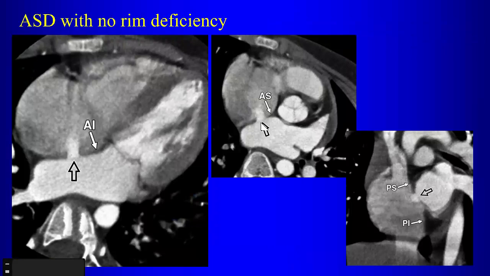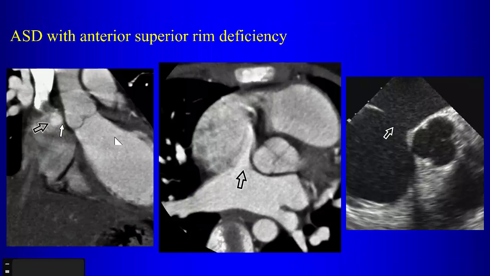No rim deficiency, good candidate. There's enough lips to go around for the device to grab onto. Rim deficiency, not a good candidate. You can see the deficiency right there. No lip there, no rim to grab onto for the device.